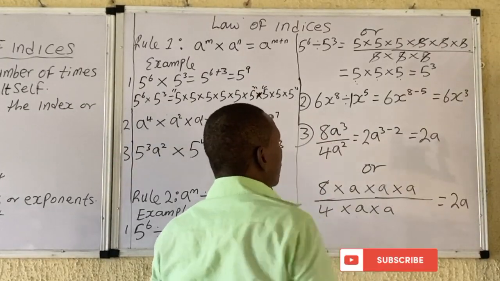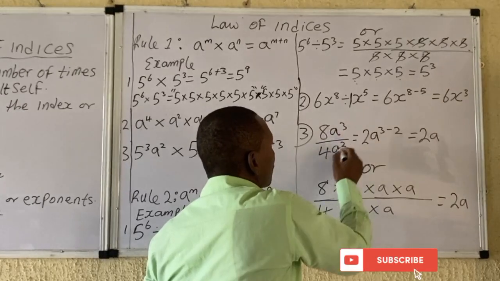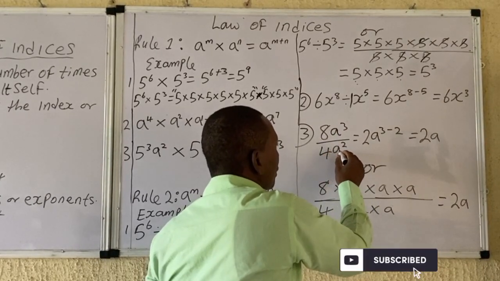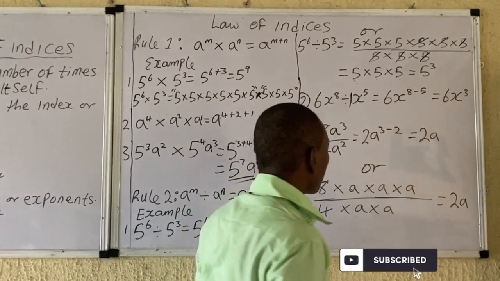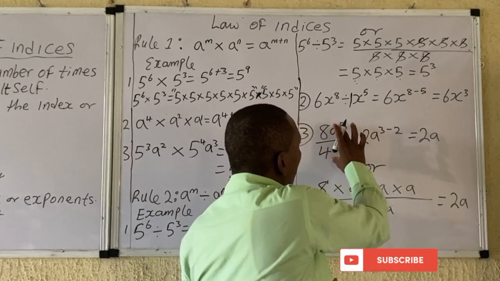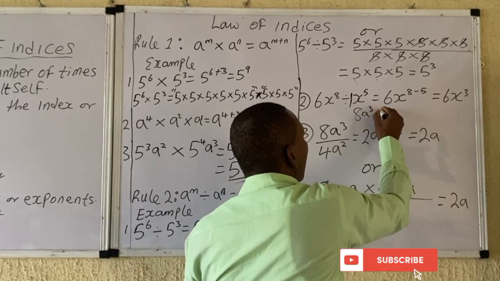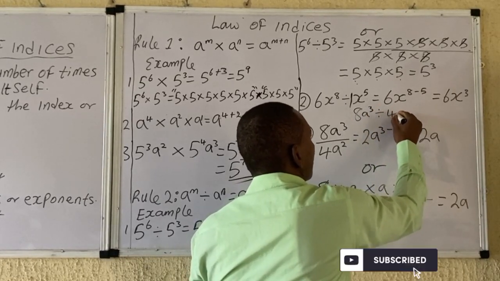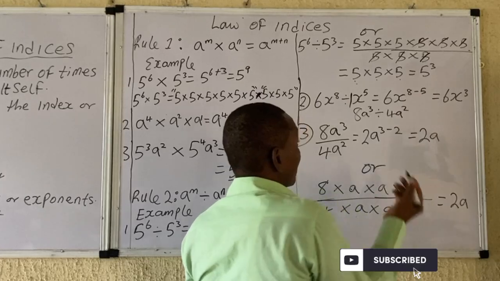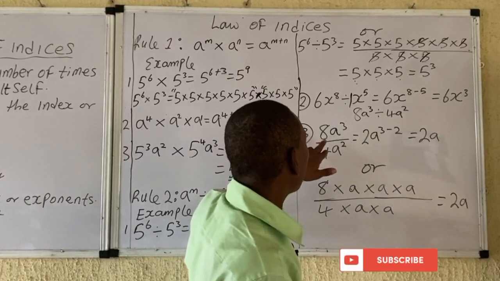Now, the third question is 8a raised to the power of 3 divided by 4a raised to the power of 2. Okay, now take note that this is the same thing as 8a raised to the power of 3 divided by 4a raised to the power of 2. So it's the same thing. All right, take note of that.